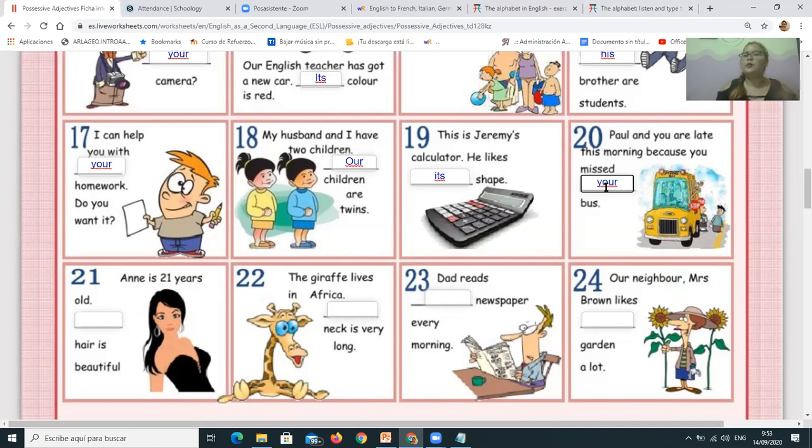You're talking about Paul and you. Ustedes, niños. You too, right? So you missed your bus. Number 21. Anne is 21 years old. What is next?